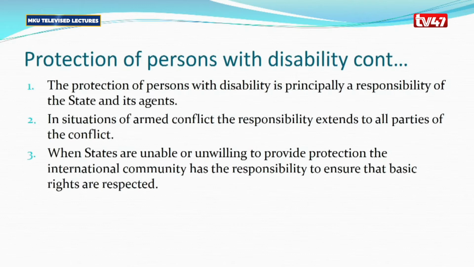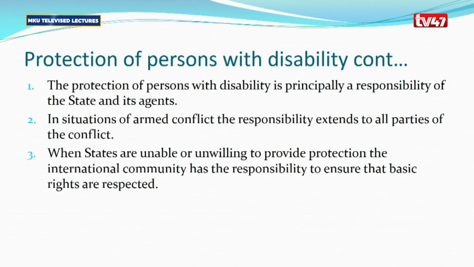The protection of persons with disability is principally a responsibility of the state. We are asking who is responsible. So we keep talking, and I'm giving a lecture on how persons with disability need to be protected. But who is taking responsibility? Who is the responsible person? So the protection of persons with disability is principally a responsibility of the state and its agents. State and its agents. Number 2, in situations of armed conflict, the responsibility extends to all parties in conflict.